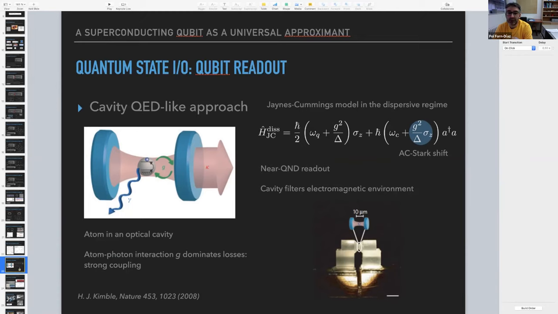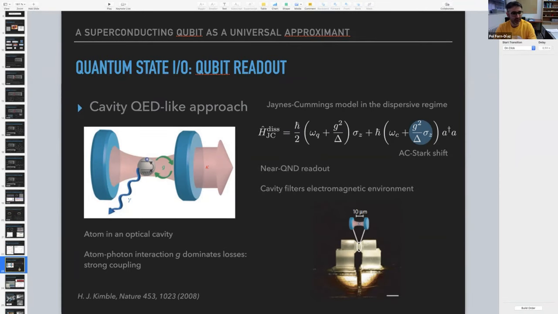So this is a nearly quantum non-demolition measurement. I'm saying nearly because this Hamiltonian is not exact, it's an approximate Hamiltonian. There are perturbative terms, there are more terms. But essentially the idea is that it's a very clean way to detect the state of a qubit that doesn't require even accessing the qubit itself.